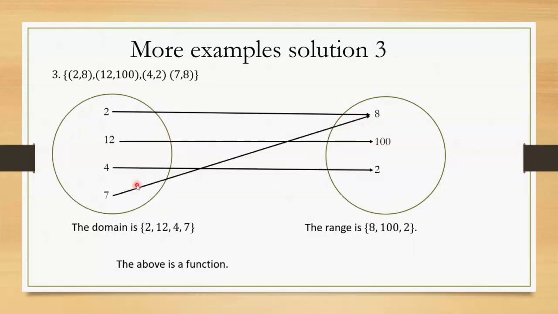Finally, here we do have a function. The domain is 2, 12, 4, and 7. The range is 8, 102. This is still a function, though, because, again, 2 and 7 have the same output, but that's fine. Since each input only has one output, only one arrow coming out of it. So this is, in fact, a function. So that's what we get here.